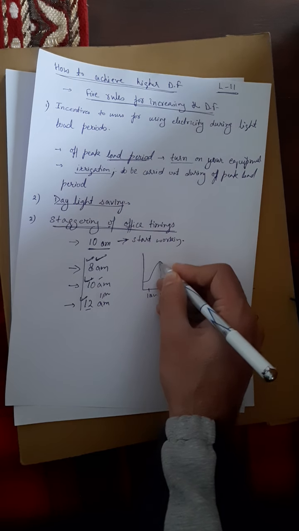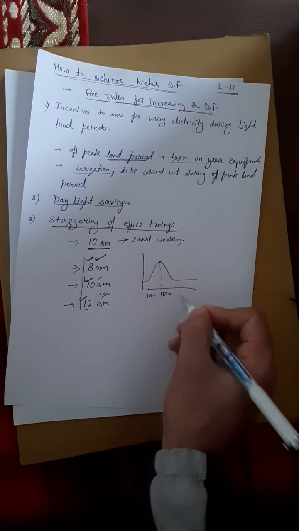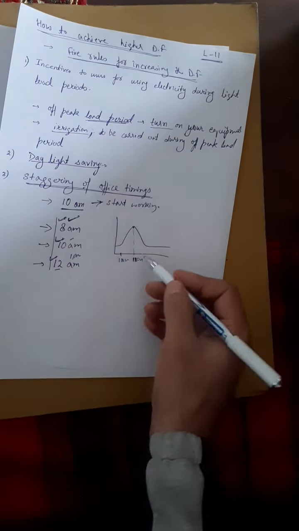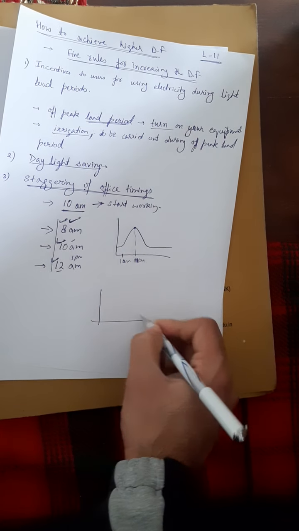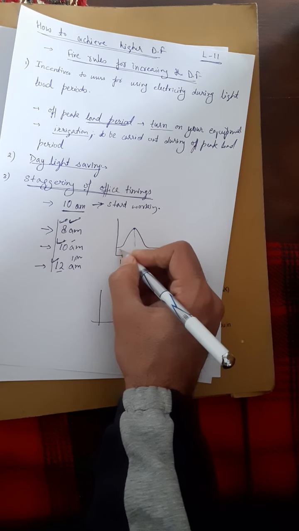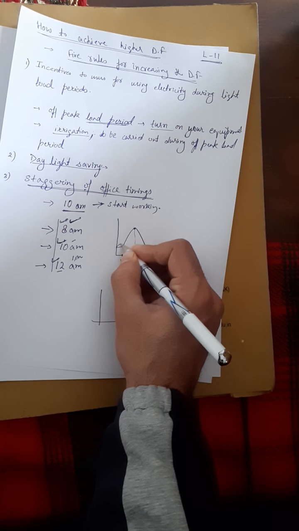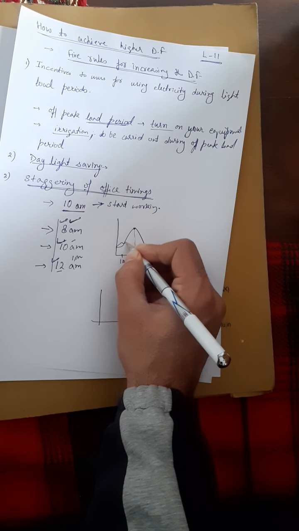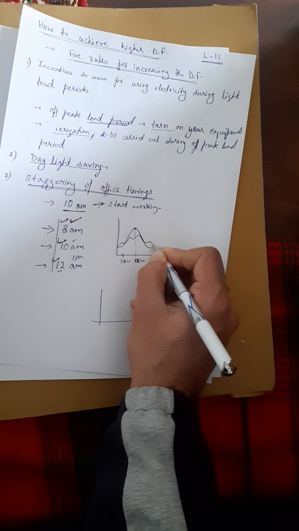So I'm saying the load will reach its peak value at 12 a.m. in the day. Okay, so what I am doing is dividing the office timings into three categories. So what will happen? Instead of this, the load will go like this. I will draw it here. If I am starting at AM, the load will go like this, and then it will go like this, and then like this.